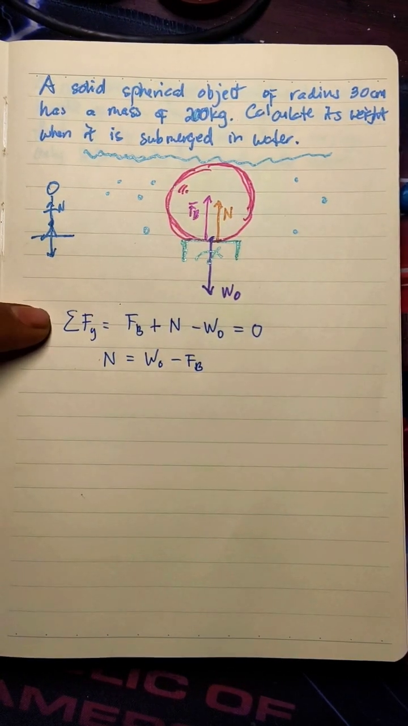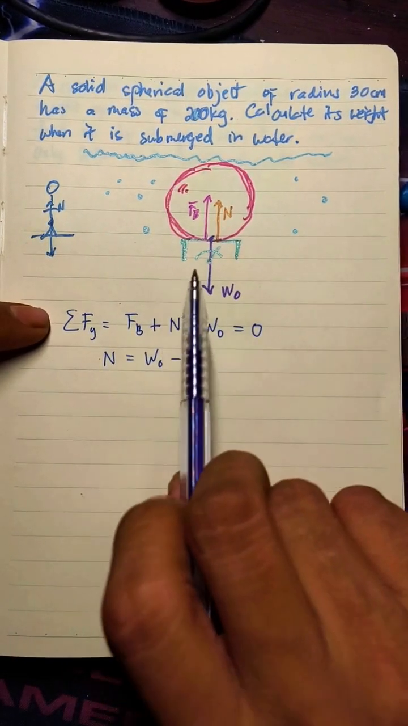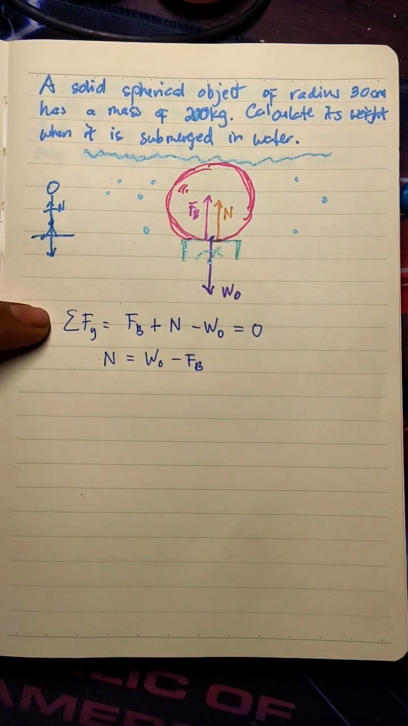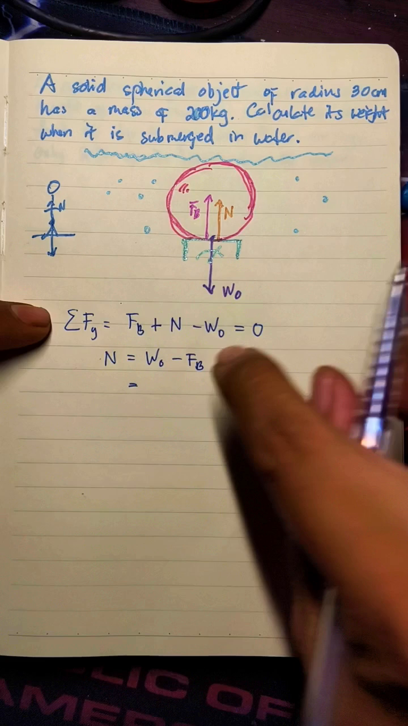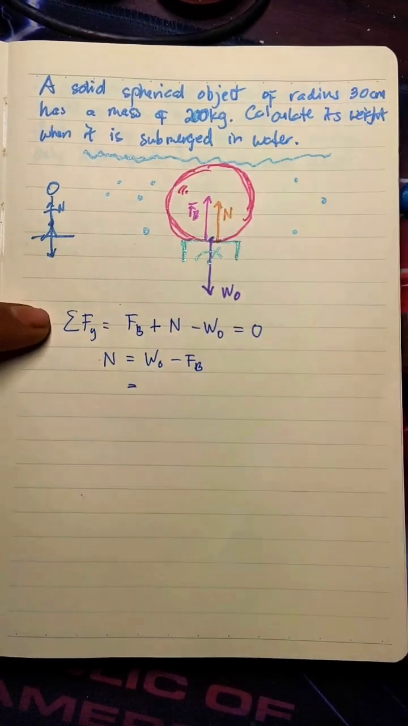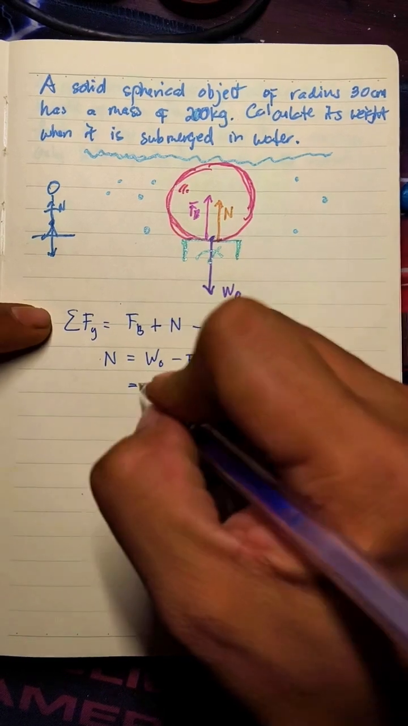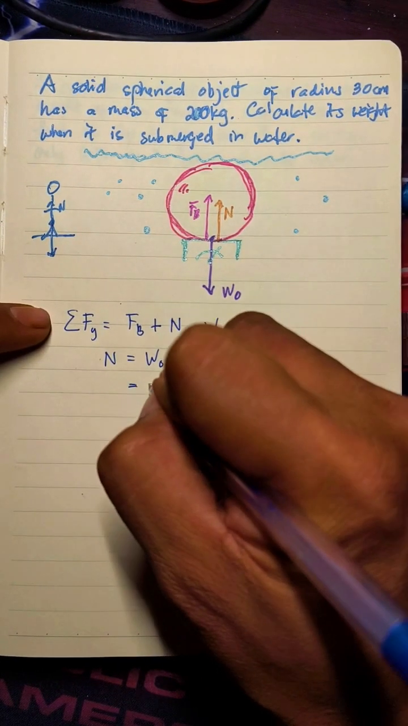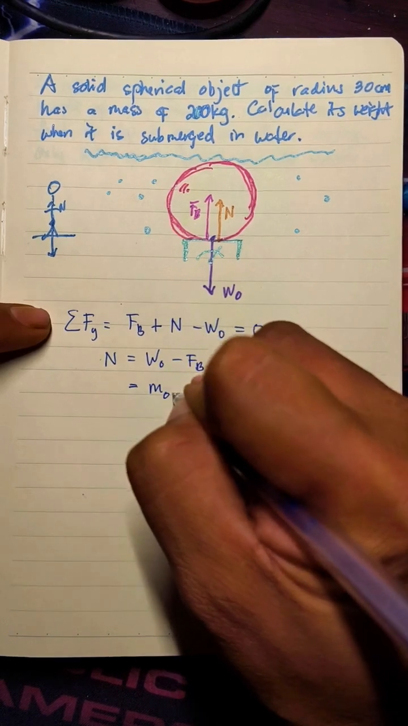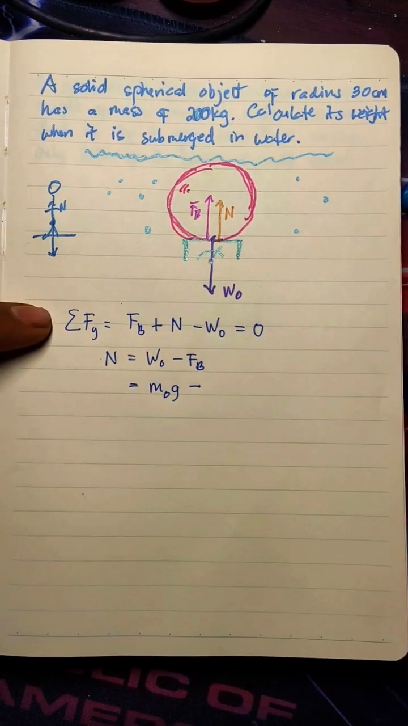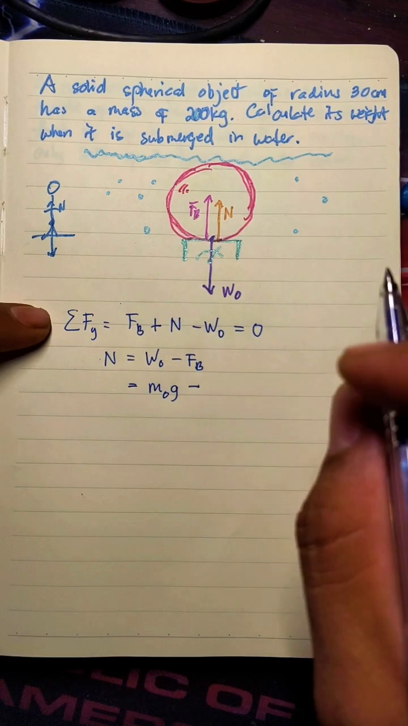Now, basing on our information, let's calculate the weight of the object and the buoyant force. The weight of the object is just equal to m times g, that would be 200 times 9.8. I'll just write it in variables first: m_o g minus the buoyant force. What's the buoyant force now?